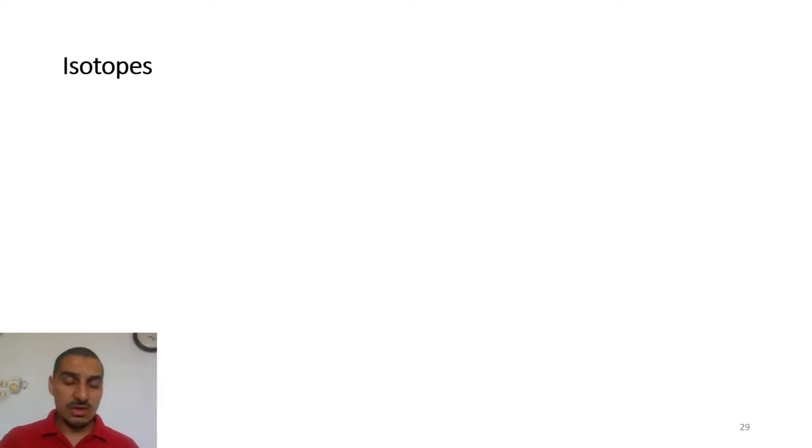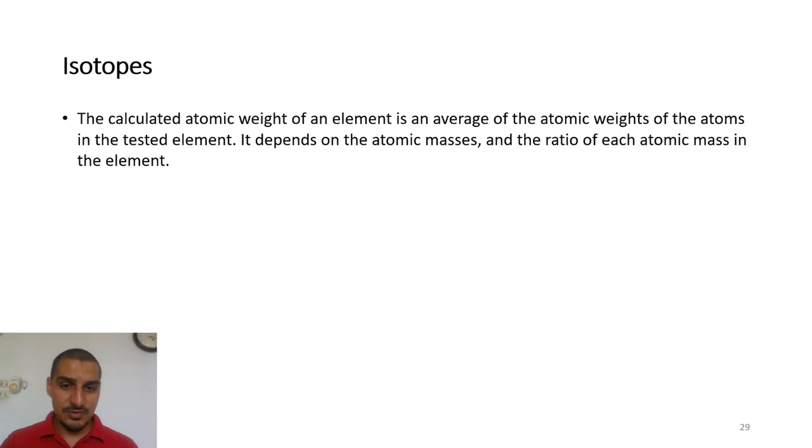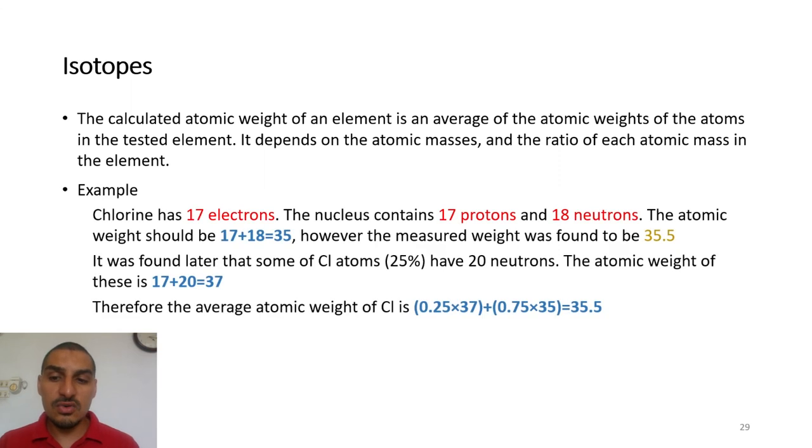So just to talk about the isotopes, let's understand how the atomic weight is a fraction, or not an integer number. Let's say for chlorine, we know it has 17 electrons and it has 17 protons and 18 neutrons. So if we calculate the atomic mass, it's gonna be 35. But as we said, we measured it to be 35.5.